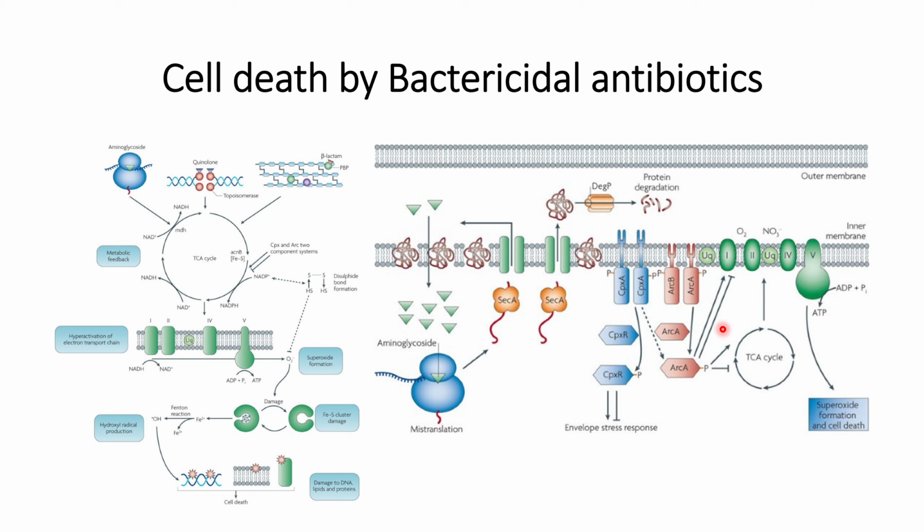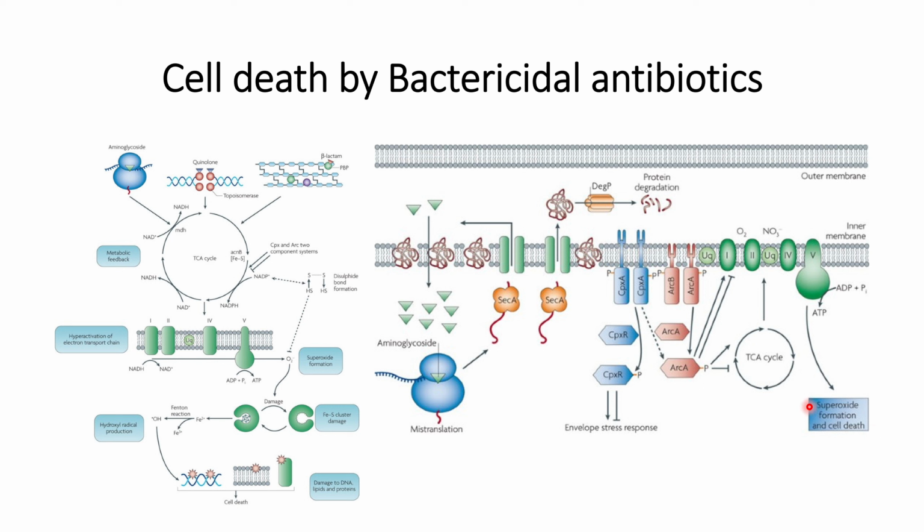This disruption of the TCA cycle will lead to hydroxyl radical formation, and simultaneously it will also disrupt cell membrane function in terms of maintaining the O2 and NO3 concentration within the cytosol. All this will promote hydroxyl radical formation, and this will trigger superoxide formation and cell death.